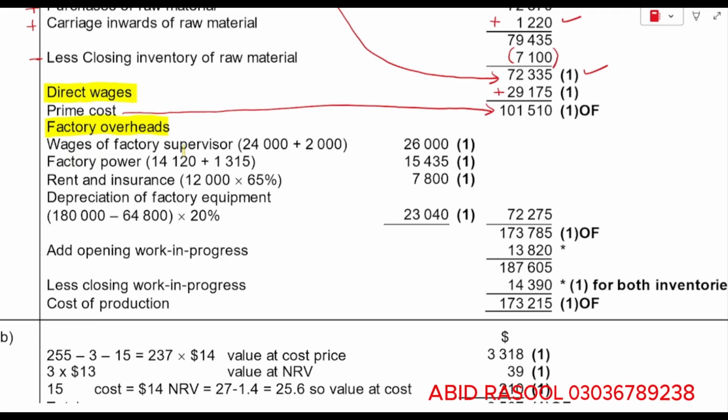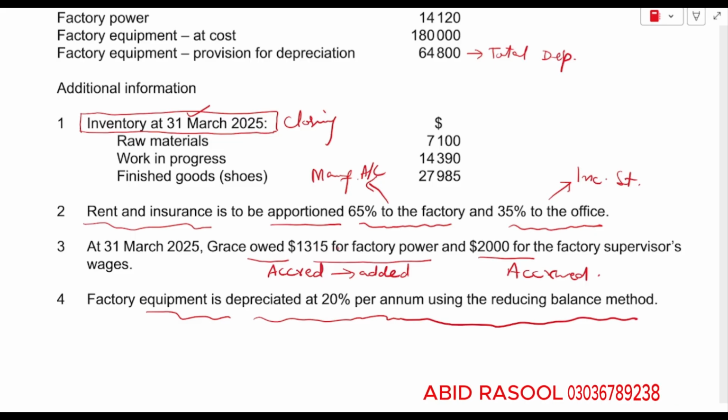So here wages of factory supervisor, 24,000 plus 2,000. From where this 2000 came? This was given in additional information and this was accrued there. Means we have not paid 2000 of factory supervisors wages. Okay, 24,000 has been paid, that is shown in the data, and in the additional information they have shown that 2000 has not been paid, so they both will be added and we will get 26,000. Then factory power. This factory power was also accrued for $1315.